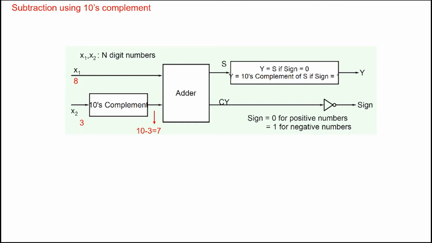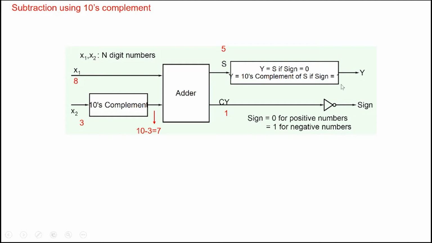So instead of subtracting 3 from 8, where we know the answer is 5, what we are saying is you take a tens complement of 3, which is 7, then you add these two. So 8 plus 7. Because it's a one-digit number, we get 15. Now 8 plus 7 is 15, so carry is 1 here, and this is 5, right?